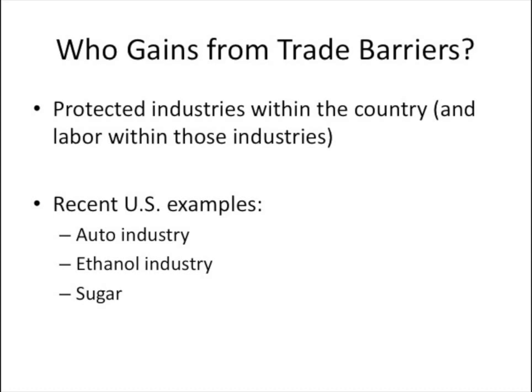The answer is those that protected industries. So if we have an industry within a country that is protected, that industry would benefit from the trade barrier. That would include labor or the individuals working in those industries. Several examples of trade barriers and who benefit from them in recent times were the auto industry. The ethanol industry had trade barriers when it initially started, and the sugar industry still has trade barriers. So the sugar industry still does benefit from those trade barriers.